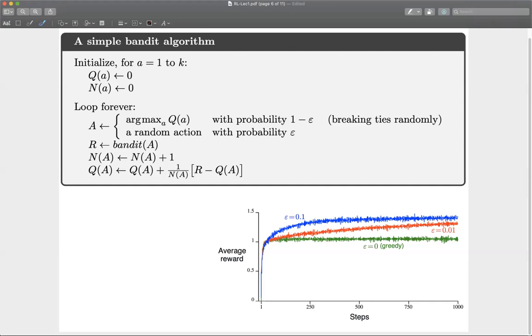So I'm going to pick the best one only when I feel dictated by this epsilon value. Okay, so if epsilon was a half, then half of the time I pick the best one, and the other half I pick a random action. Does that make sense to everyone?